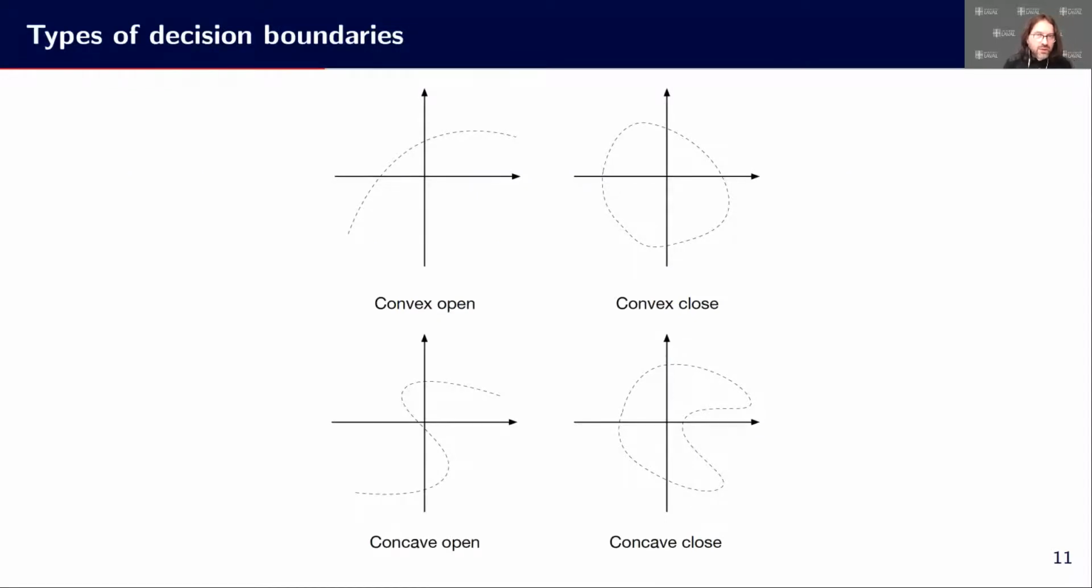I was talking about convex and concave decision boundaries. Here is an example: when we have only one hidden layer with one output layer, so basically a two-layer, one hidden layer neural network, we are able to learn this kind of boundary on the top. They are either convex open or convex closed. If you look at the second derivative of that function, it is always either all positive or all negative. The sign is not changing. This is somehow characterizing convex functions.